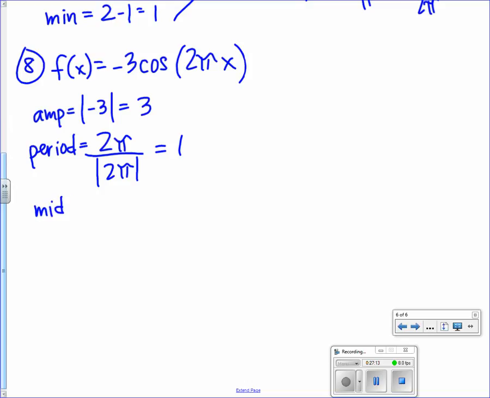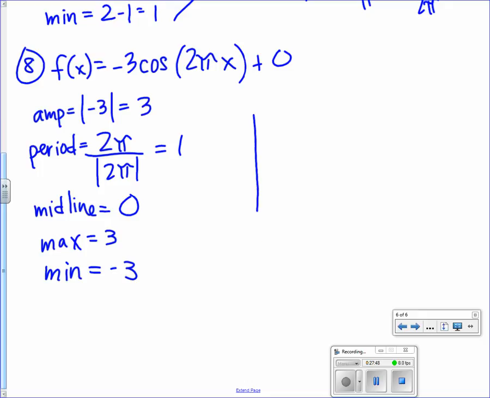Midline. Do we have a number being added or subtracted anywhere in our function? Nope. Midline, if there's nothing there, it's 0. Because what if I put a plus 0 there? It'd be the same function, right? So the midline is 0, which makes the maximum and our minimum our amplitude. Positive 3 and a negative 3. So that's what we need to label our y-axis from negative 3 to positive 3.